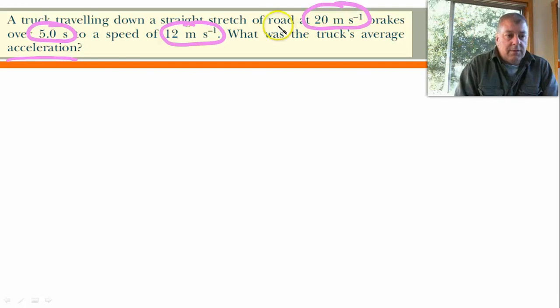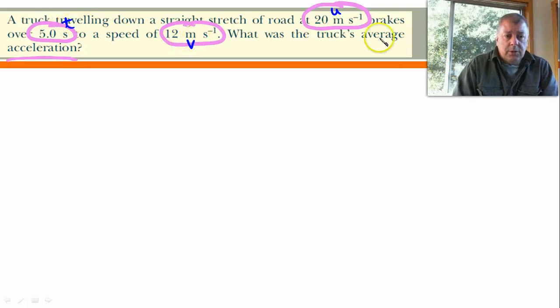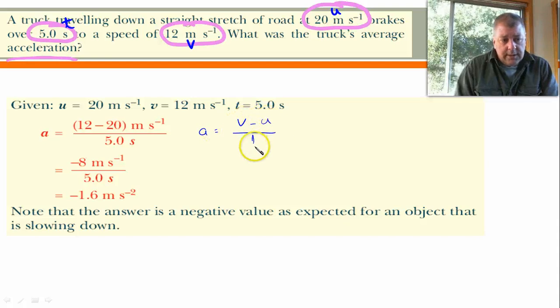What are we actually given? It's travelling down the road at this speed, so we have to read the question carefully. That will be our u, this is our t, and this is our v. It's important that we don't mix u and v around, otherwise we'll get completely the wrong answer. Now how do they do it? Let's have a look. Again, they're using a equals v minus u on t because they're asked for a.